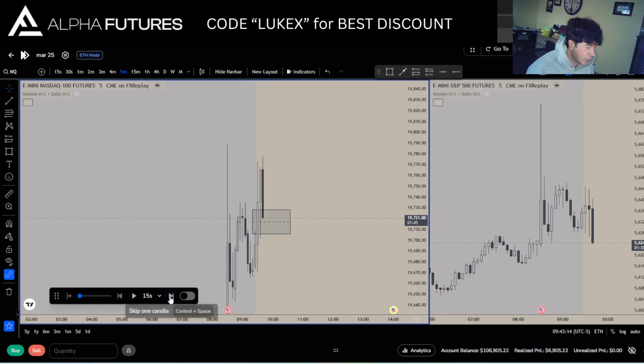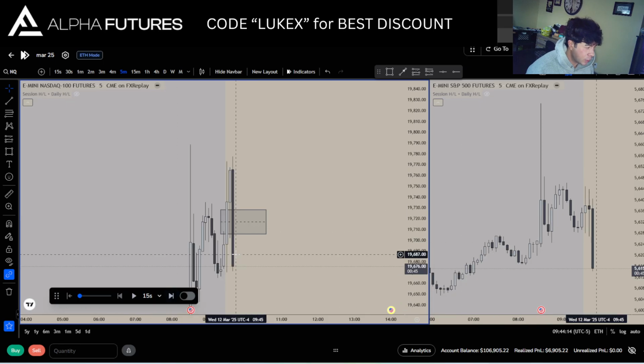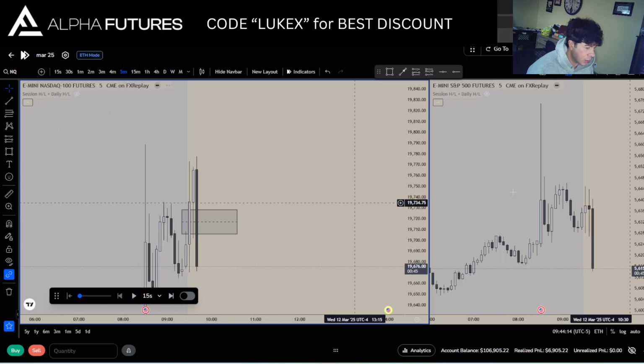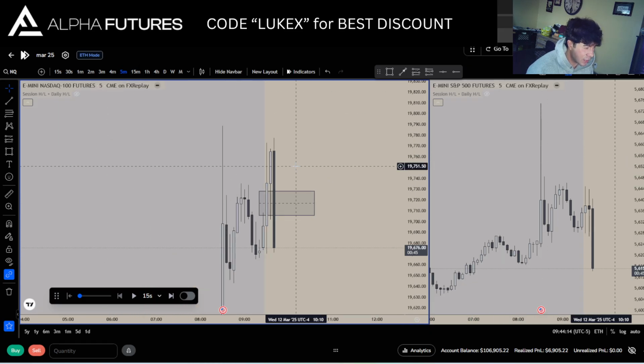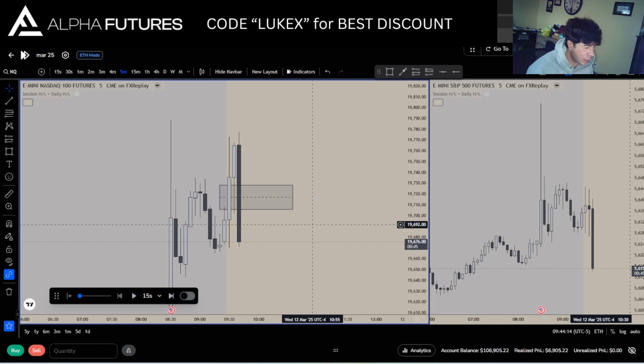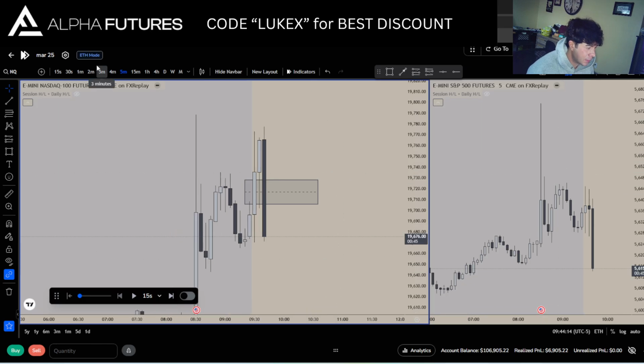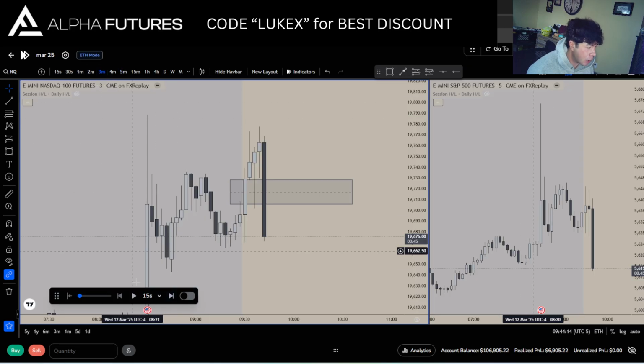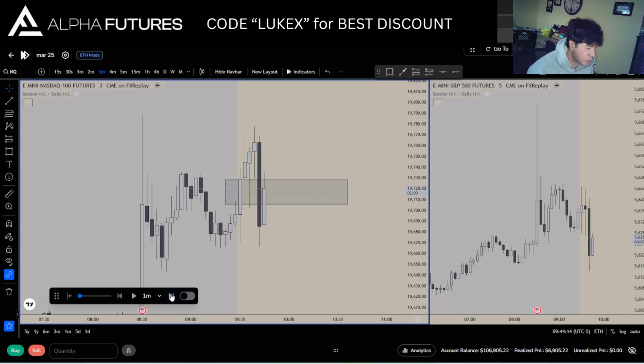Let's see if we get displacement again so we can get a re-entry. Okay, it looks like we're just going to edge this and come down. And ES was nowhere near it. I've seen that happen a lot, so just from pure discretion.